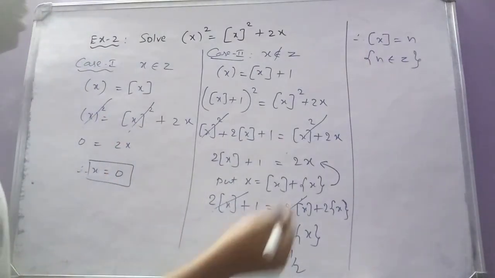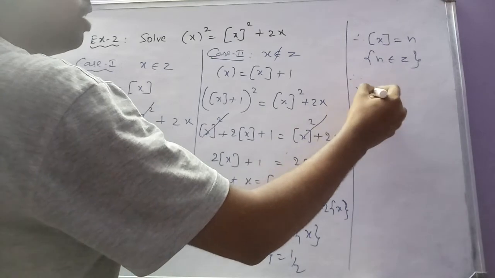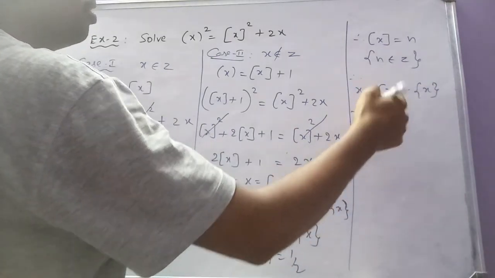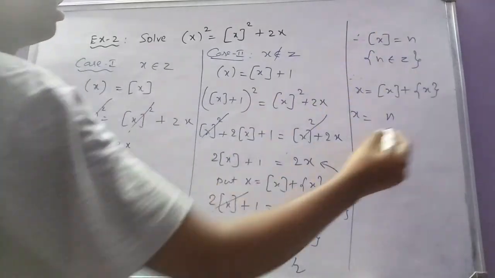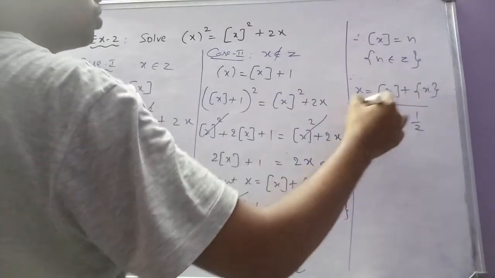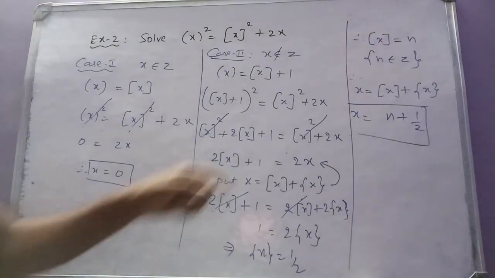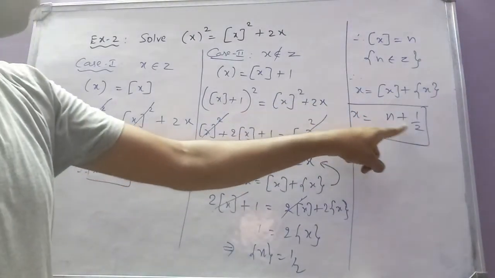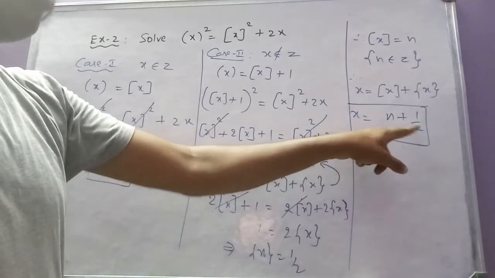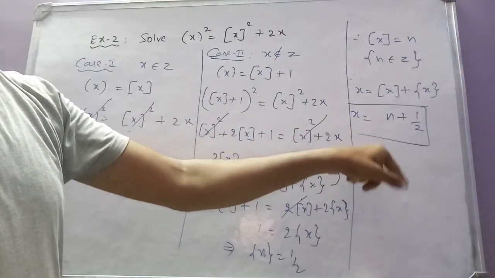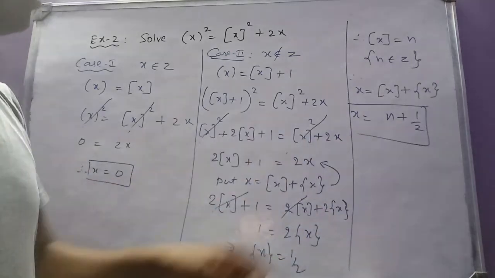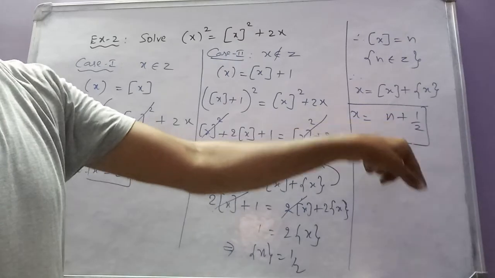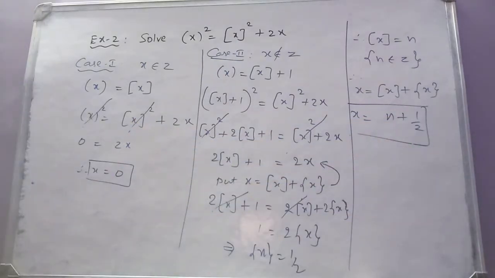Therefore what are the possible values of x? X is equal to step x plus the fractional part of x. Therefore x is equal to n plus 1 by 2, where step x can be any integer n. So this is the solution I got. That means I have got infinite solutions here. What are those infinite solutions? 1 plus 1 by 2, 2 plus 1 by 2, 3 plus 1 by 2, 4 plus 1 by 2, and so on. 0 plus 1 by 2, minus 1 plus 1 by 2, minus 2 plus 1 by 2. All these solutions are there.